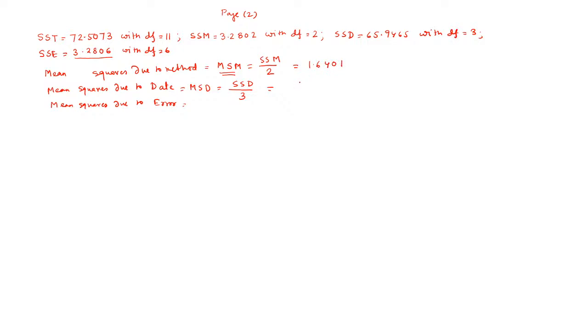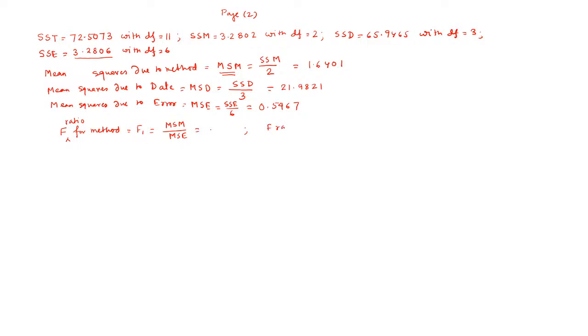Mean square due to error is equal to SSE by 6. And we know for the two-way ANOVA fixed effect model, MSE is the valid error. So the F ratio for method, I denote this by F1, is MSM by MSE. MSD is 21.9821, and mean square error is 0.5467.